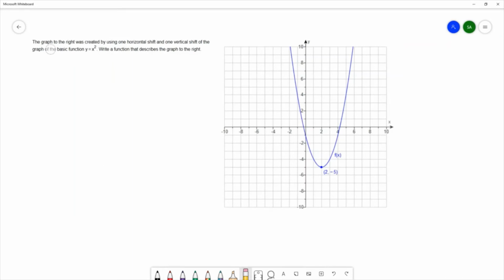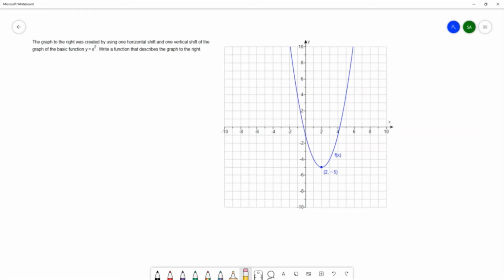The graph to the right was created by using one horizontal shift and one vertical shift of the graph of the basic function y equals x squared. Write the function that describes the graph to the right.